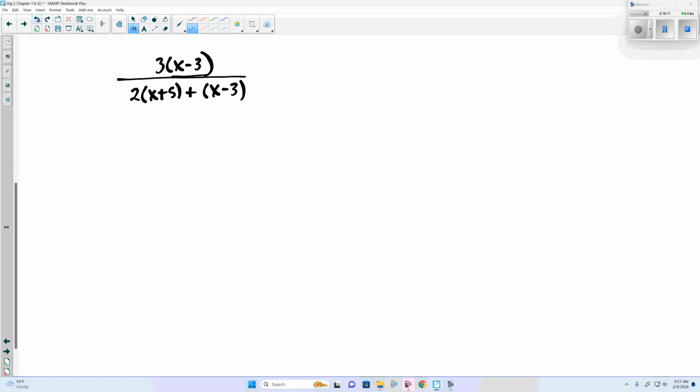Now, the denominator, we can distribute the 2. 2 times x is 2x. 2 times 5 is 10. Plus x minus 3. Since there's not a number in front of it, we can drop the parentheses and we're good. And the reason we're doing this distributing and doing all this here is so that if there are like terms, we can combine them, yes?